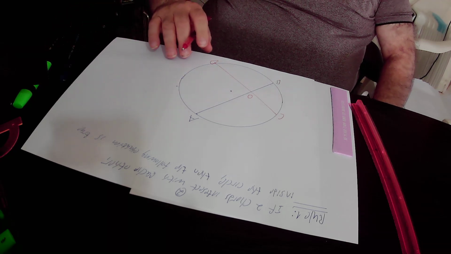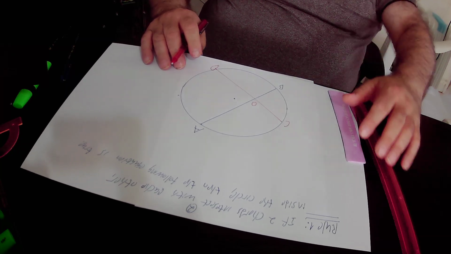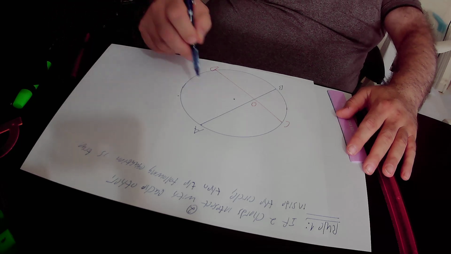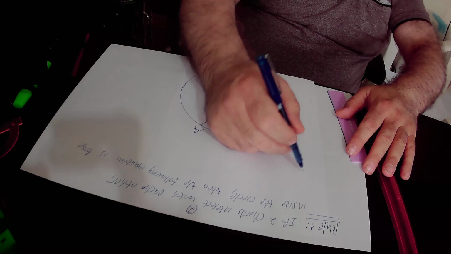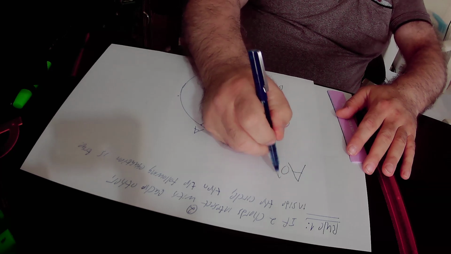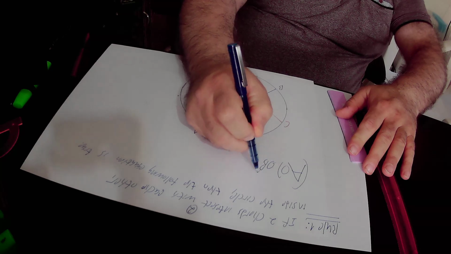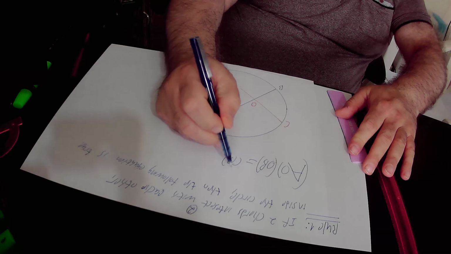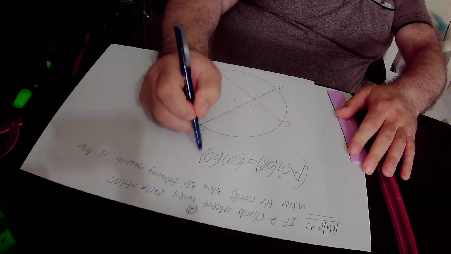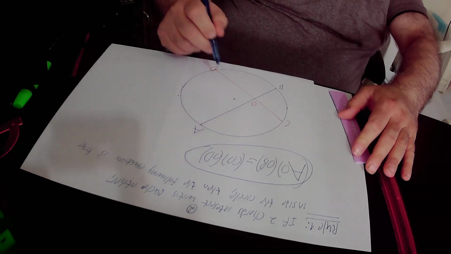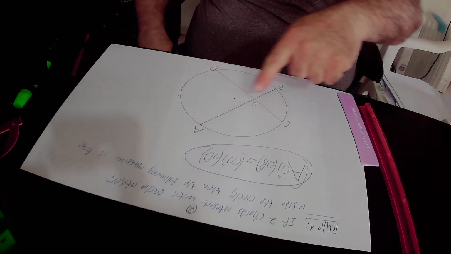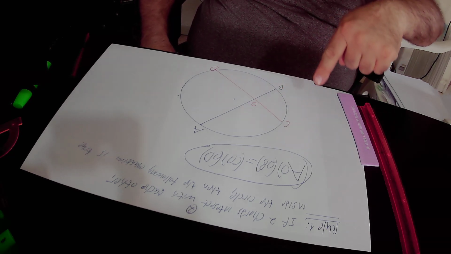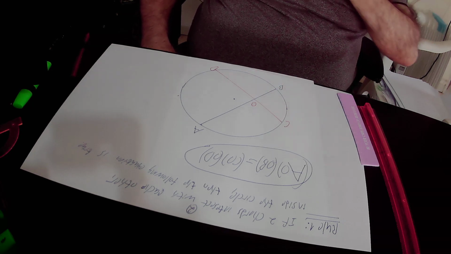So if this is the data that has been given to us, then according to rule number 1, AO times OB equals CO times OD. I'll repeat again. If chord AB intersects with chord CD at point O, then AO times OB equals CO times OD. Okay?